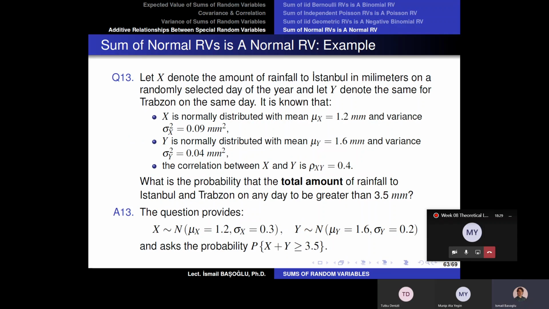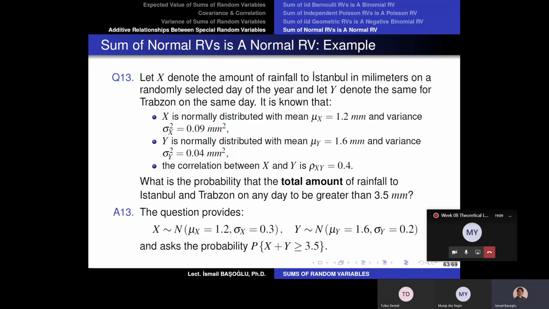Now we are going to solve a question related to that, and maybe another one later. In this question 13, it says, let X denote the amount of rainfall in Istanbul in millimeters on a randomly selected day of the year, and let Y denote the same for Trabzon on the same day. Now, X and Y are the rainfall amounts on a random day in Istanbul and Trabzon, okay? But on the same random day. That random day is selected, and we are measuring the rainfall amounts in both cities on the same day.